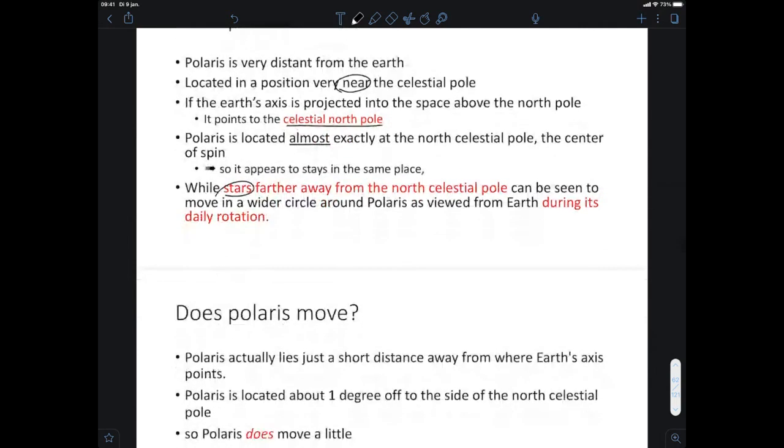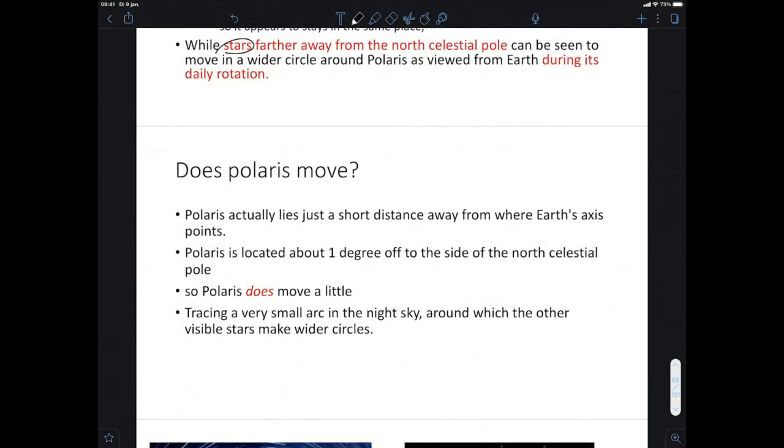But in fact, Polaris lies a short distance away from the Earth's axis, about 1 degree, as I already told you. So we know that Polaris actually does move a little, because if Polaris would have been on the North Celestial Pole and the Earth circles around its axis, it would seem as if Polaris would always stay in the same place. But in reality, Polaris is not on the celestial pole. It's at 1 degree, 60 miles distance. So actually, it seems as if Polaris is also having an apparent daily motion. So it does really move a little.